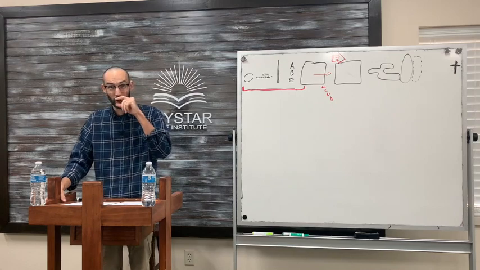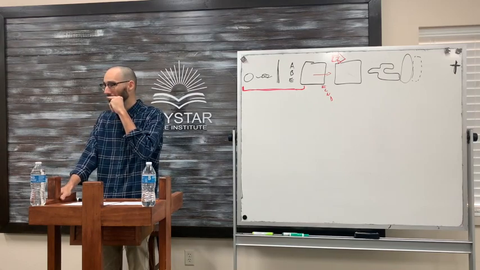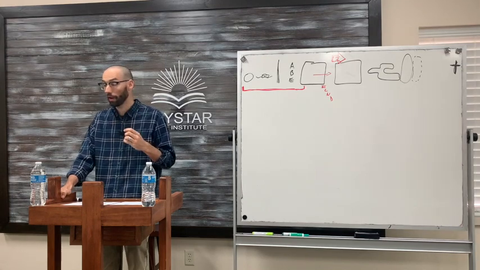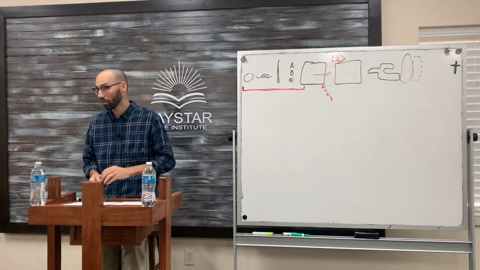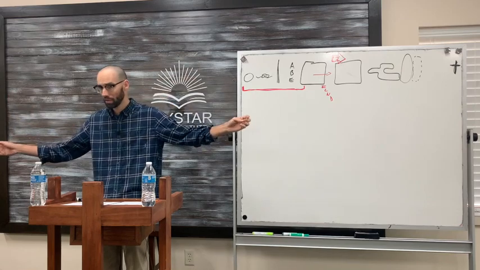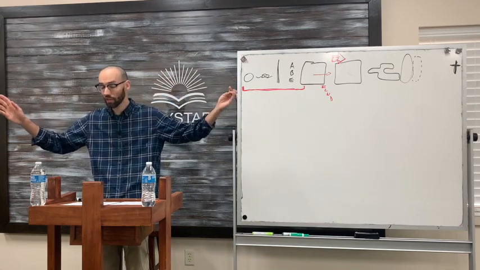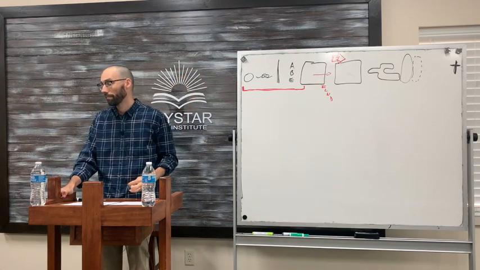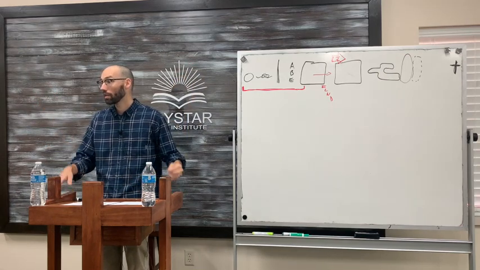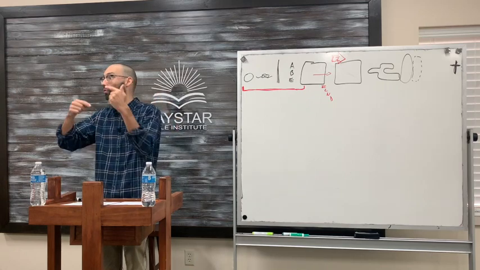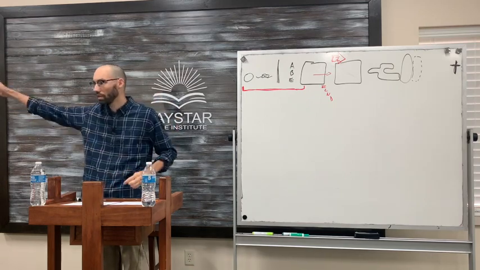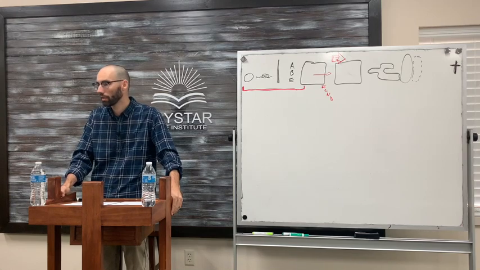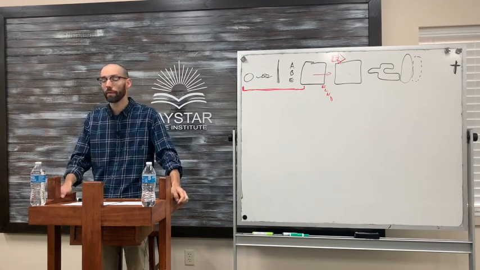Now, think about the Great Commission. What did Jesus say to the disciples? It's a very difficult command. Go into all the world and make disciples of all nations. That's a very difficult command. And what does he give them as the basis? He says, and I will be with you always, to the end of the earth, to the end of the age, always.